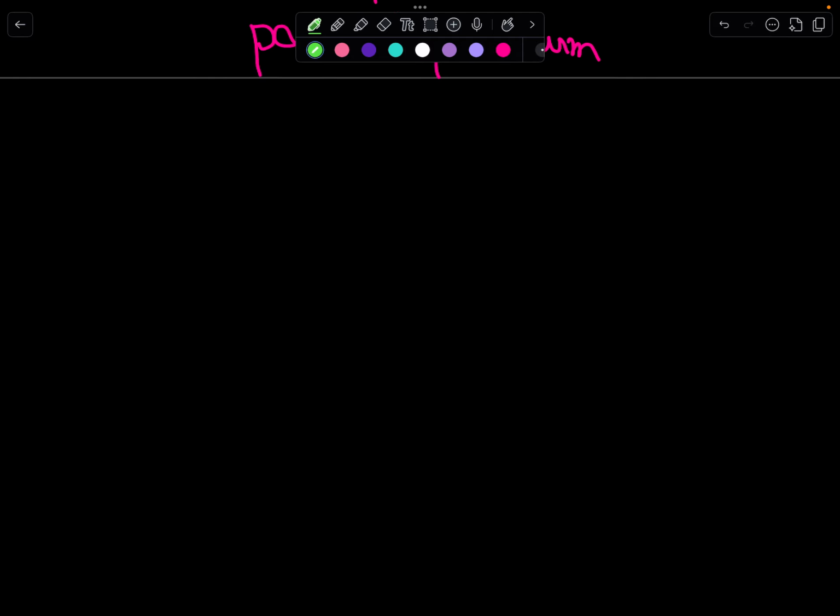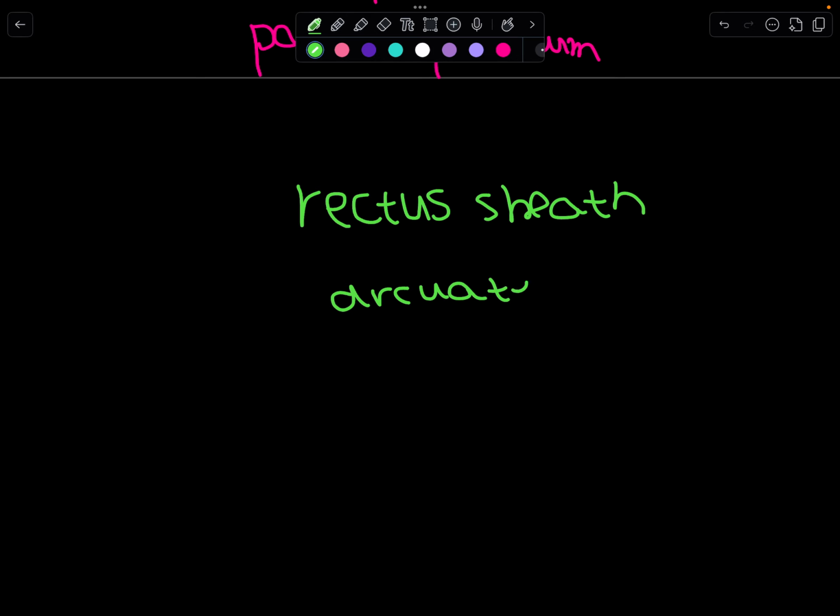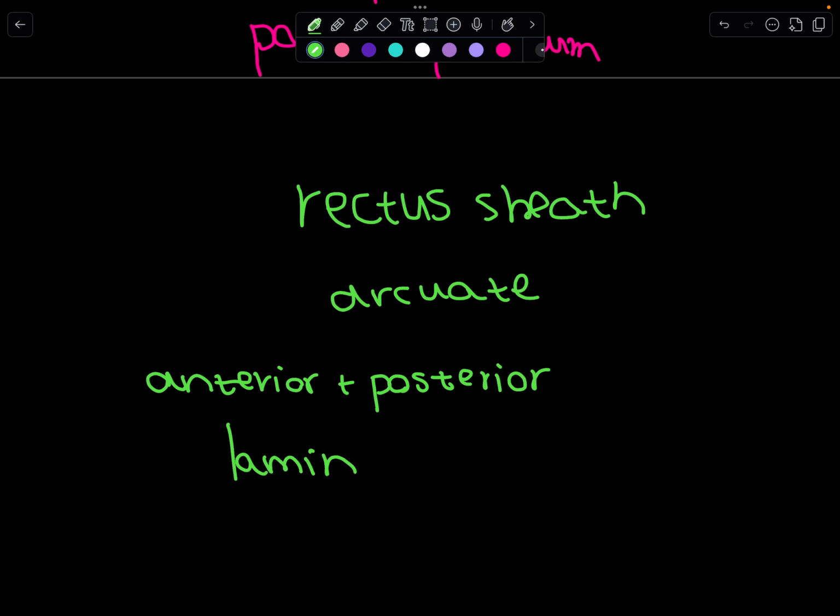Let's talk about the rectus sheath now. And I want us to touch on the arcuate line and the anterior and posterior lamina. The rectus sheath is a fibrous envelope around the rectus abdominis muscles, formed by the aponeuroses, flat tendons of the external oblique, internal oblique, and transversus abdominis.